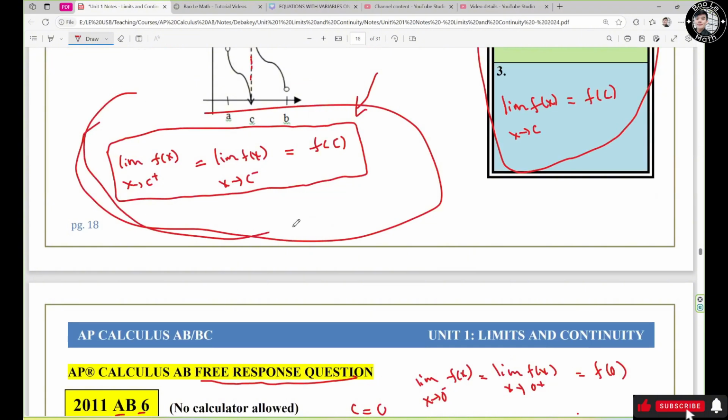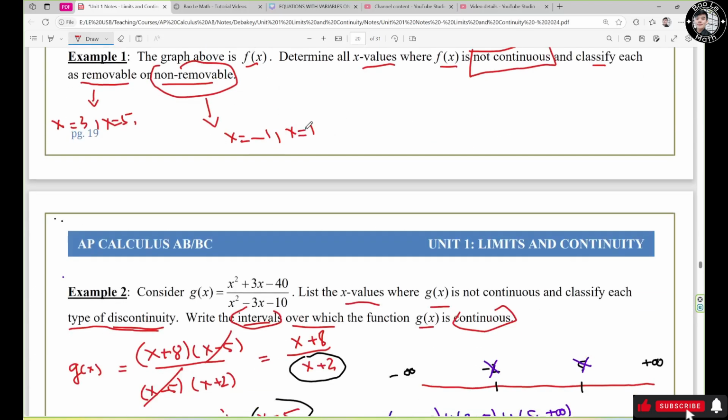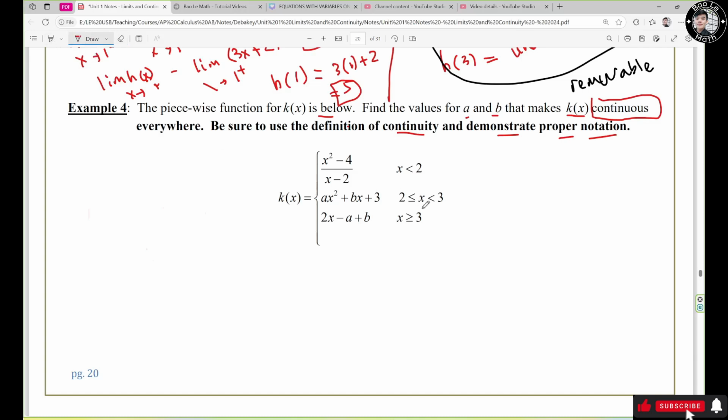Right here. Limit of the function from the left equals limit of the function from the right, and the function is defined right at that point. Alright. Now I have two candidates for this continuity. The first candidate is 2. The second candidate is 3.